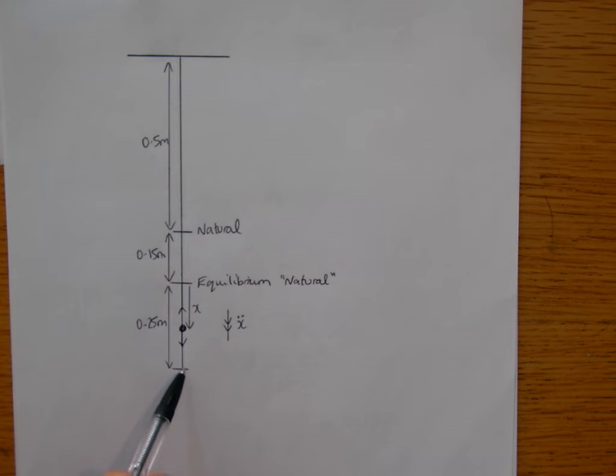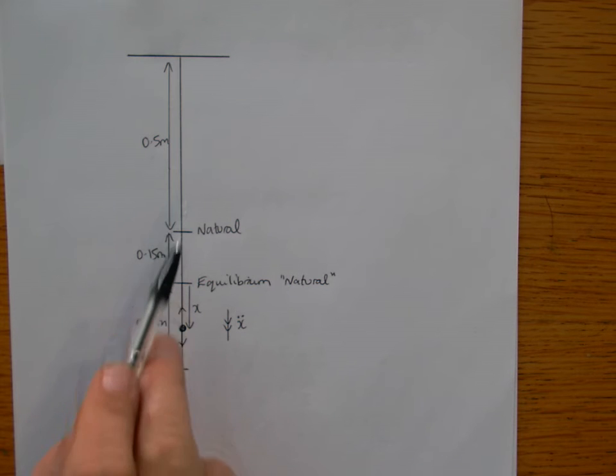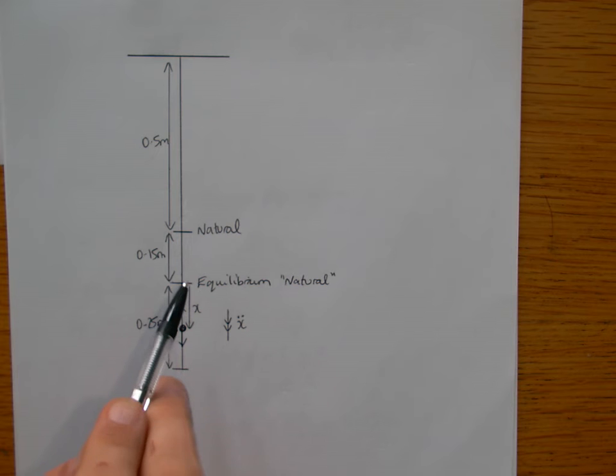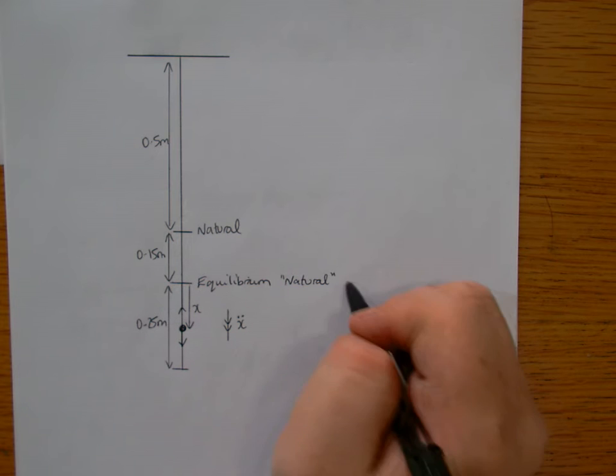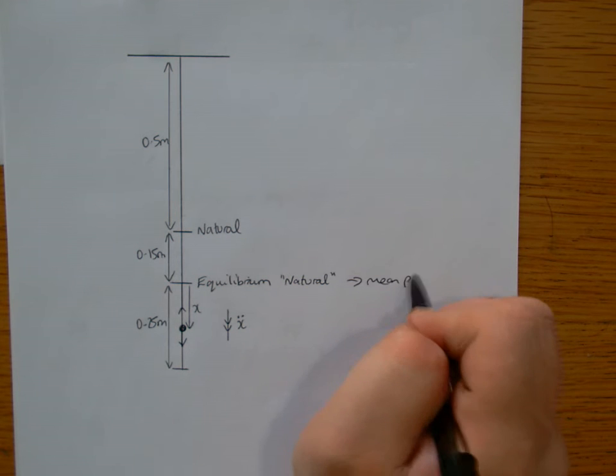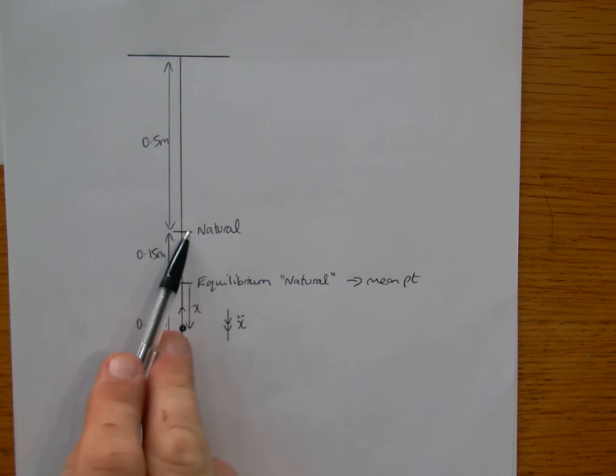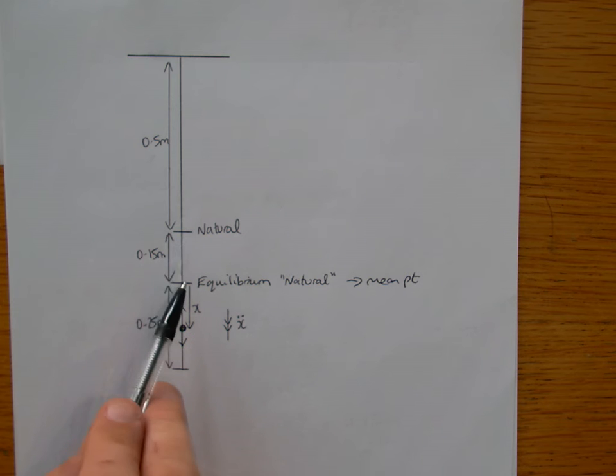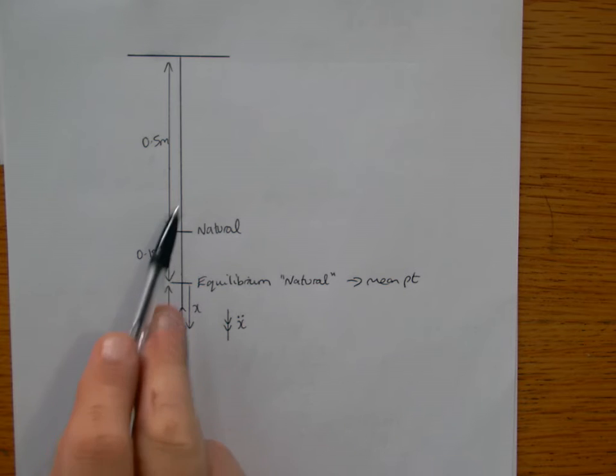So what happens is when it gets released, it will perform SHM about the equilibrium position there. So the equilibrium position will be the mean point, not the natural length. It won't be that natural position, because this is what we want to think of as the natural position due to gravity. Yeah, that's our natural equilibrium. So it gets stretched 25 centimeters down, released, and then it performs SHM about there.